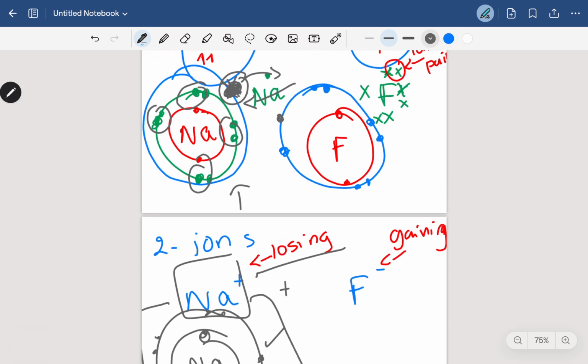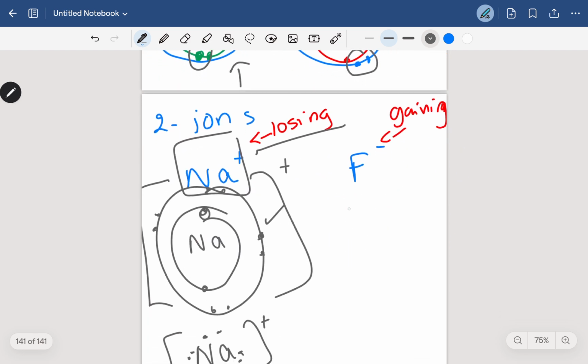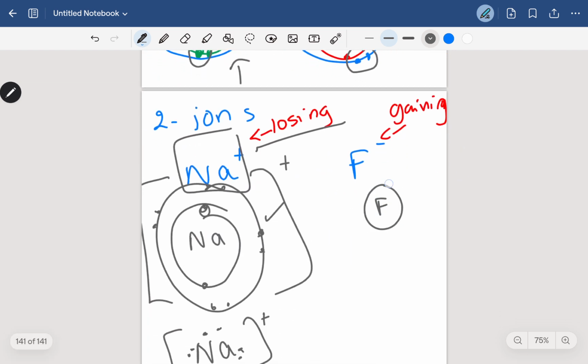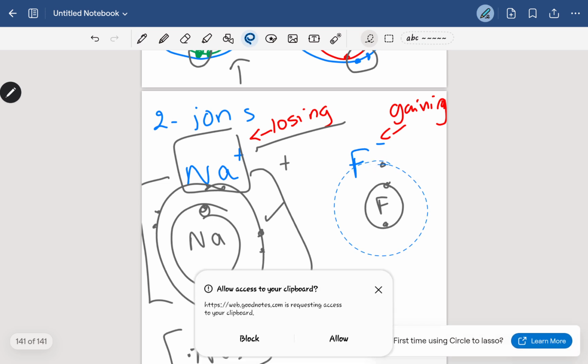However, if we are dealing with F minus, so let's say it gained an electron, it will gain it here, and it would have also achieved the electronic configuration of a noble gas, so it has 8 electrons in its valence shell. So we can denote it either like this. So F, 1, 2, 1, 2.